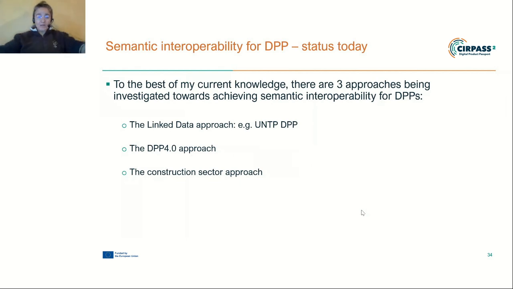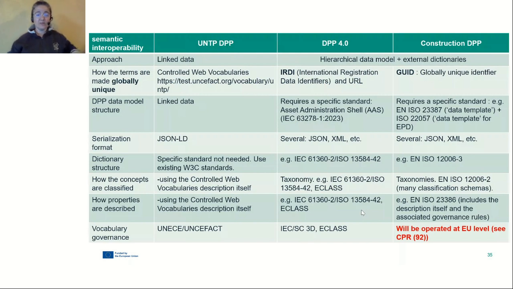Okay, so I'm going to leave this debate between experts, and I'm going to come back to the digital product passport. As I said before, to the best of my current knowledge, there are three different approaches being investigated to achieve this semantic interoperability for digital product passports. There's the linked data approach being investigated by the UN Transparency Protocol DPP. There's the DPP 4.0 approach and the construction DPP approach.